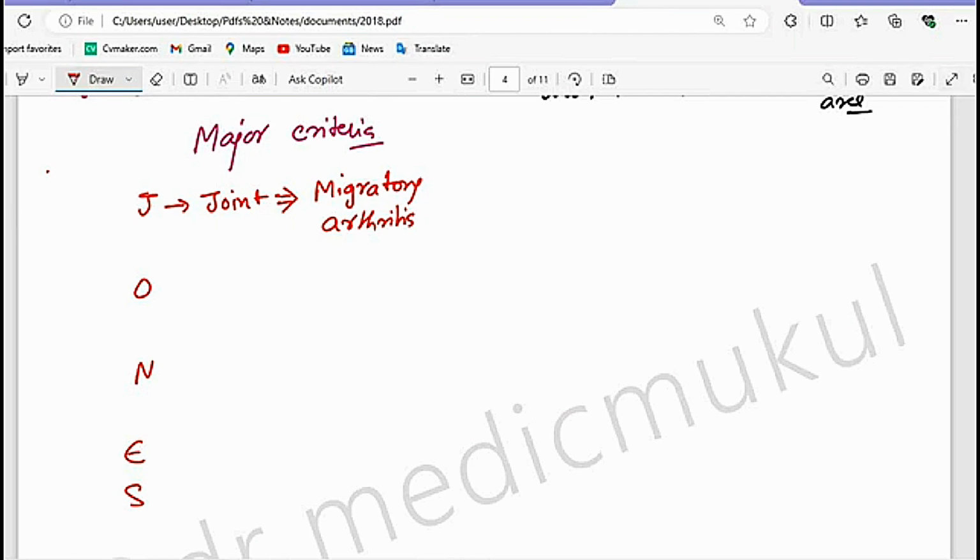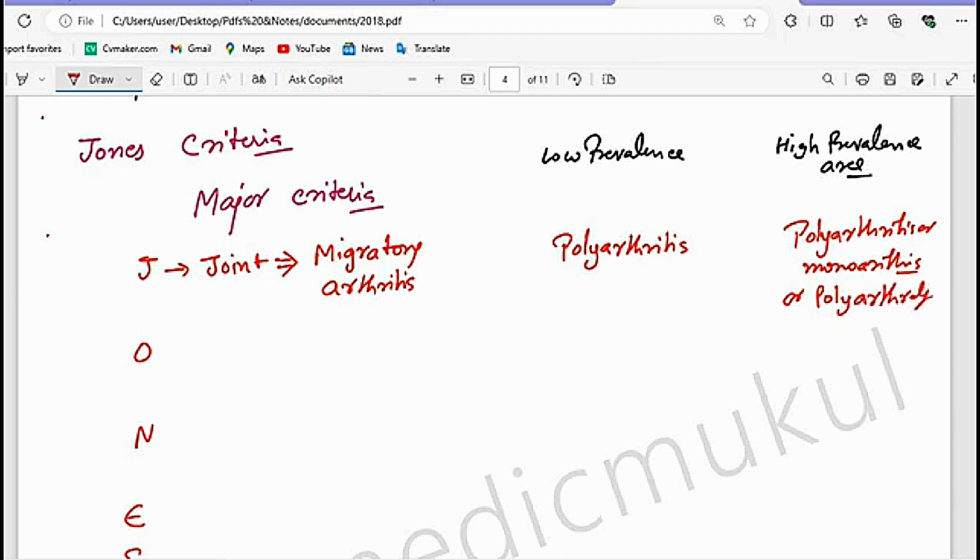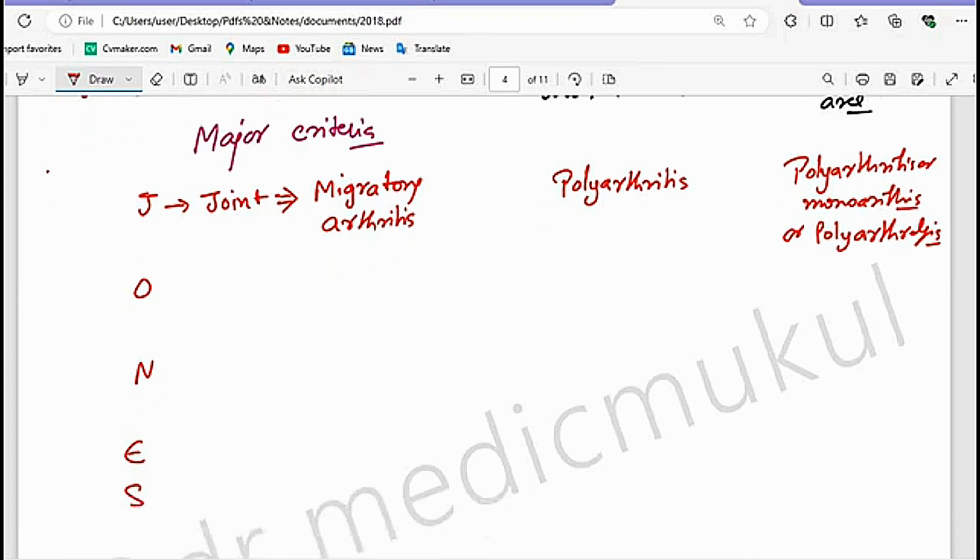In a low prevalence area, you will see polyarthritis, meaning joint pain at different or many regions. In high prevalence regions there can be polyarthritis, or monoarthritis, where a single joint is involved, which we can also consider as the joint major criteria, or it can be polyarthralgia.